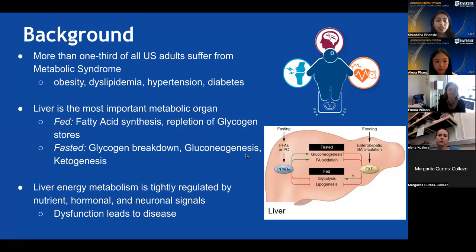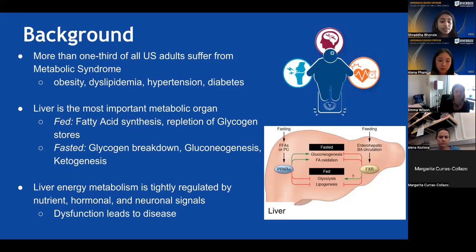So just to start, I'd like to talk about the increasing incidence of obesity and other metabolic associated diseases. According to the CDC, as of 2012, more than 1/3 of all US adults suffer from a metabolic syndrome. This includes obesity, diabetes, and much more. There is a predicted further increase in metabolic syndrome as the older population increases. And so this really makes it a very critical problem to address and to improve on.